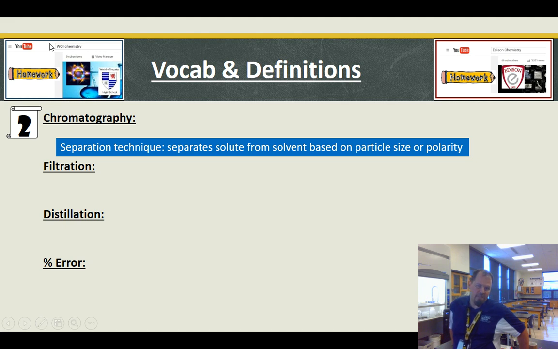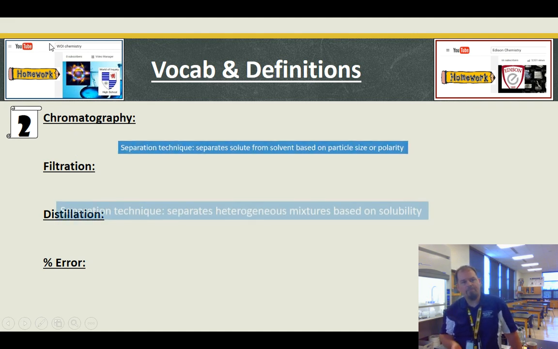But it is a separation technique that separates the solute from solvent based on particle size or polarity. You did this in a living environment. During one of the labs, we needed to put the paper down in the cup and the pigments of the leaves, and the liquid would run up the paper and they would separate because the big molecules would stay in the bottom. The smaller molecules would travel farther through the paper, and you could separate the different pigment colors. That's called chromatography, and there's many different kinds: liquid, paper, gas, chromatography.